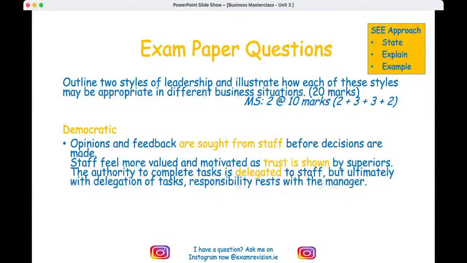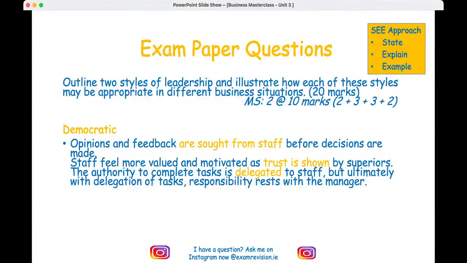So opinions and feedback are sought from staff before decisions are made. Staff feel more valued and motivated as their trust is shown by the superiors, by the bosses, by the managers. The authority to complete tasks is delegated to staff, but ultimately with the delegation of task, responsibility lies with the manager. They'll make the final decision.